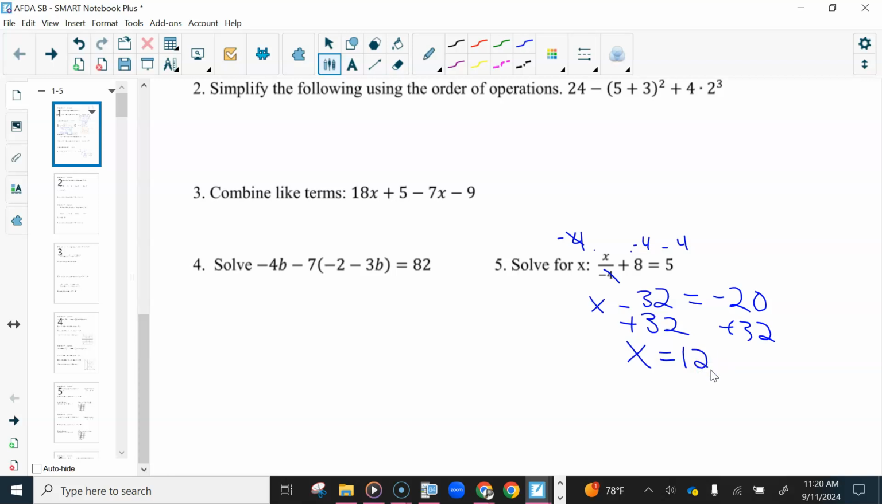So you can still get the same answer, just a different way. Okay. Questions on that?